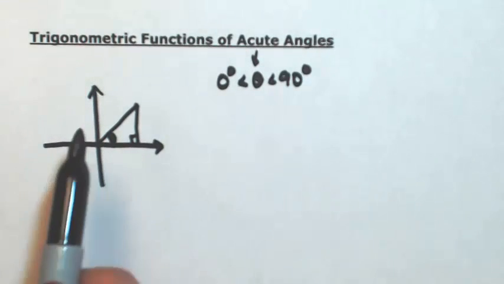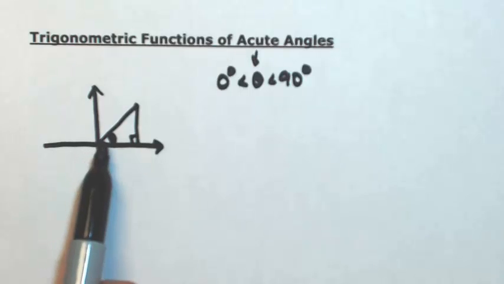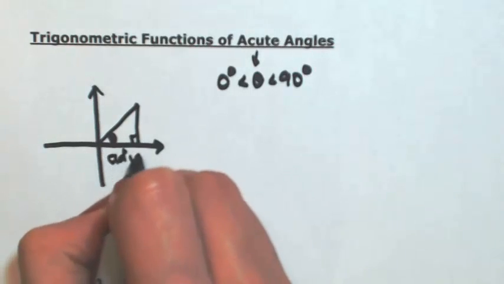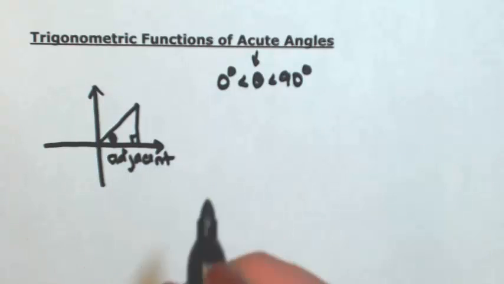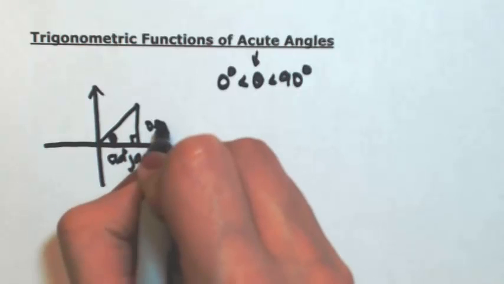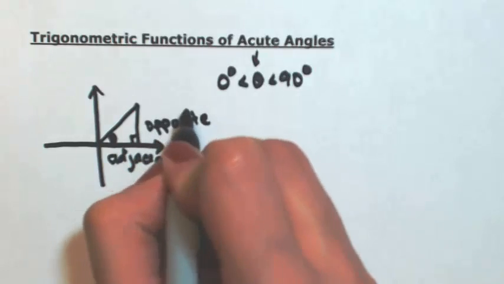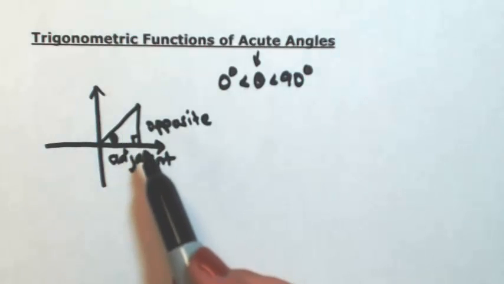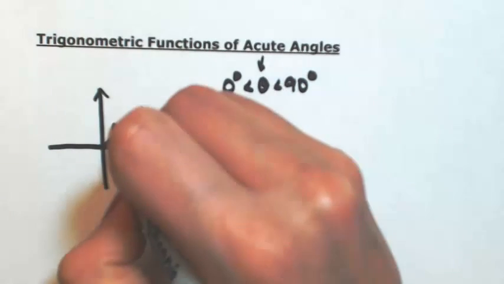Okay, let's give names to these legs and the hypotenuse. The side that's right next to it, that's not the hypotenuse, let's call that the adjacent side. Adjacent just means next to. The side that's opposite, we'll cleverly call that opposite. And then the side that's opposite the 90-degree angle, let's call our hypotenuse.